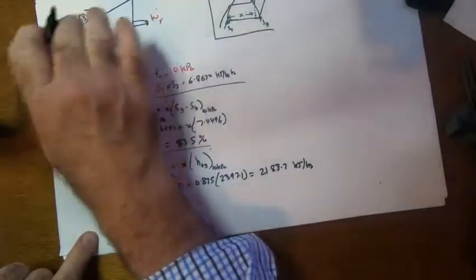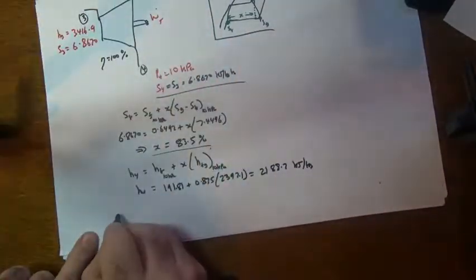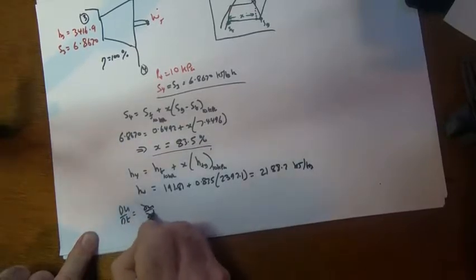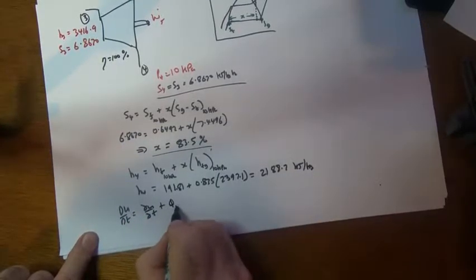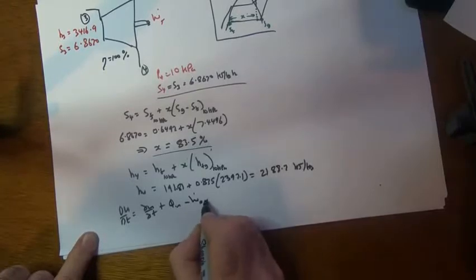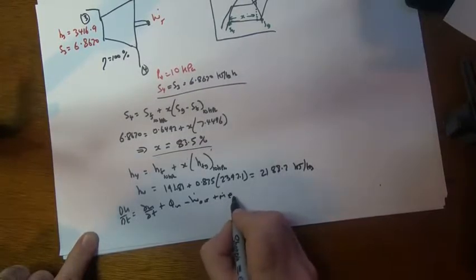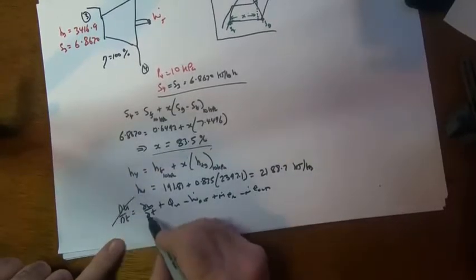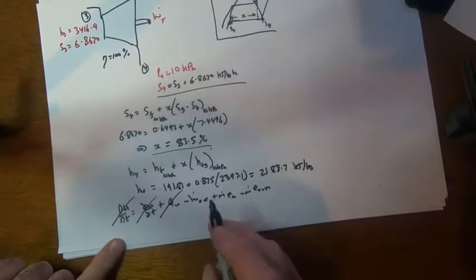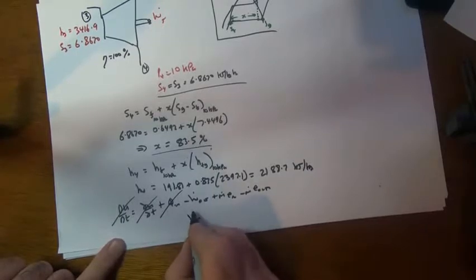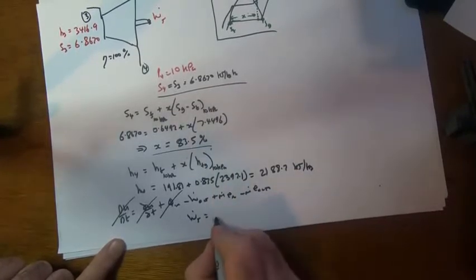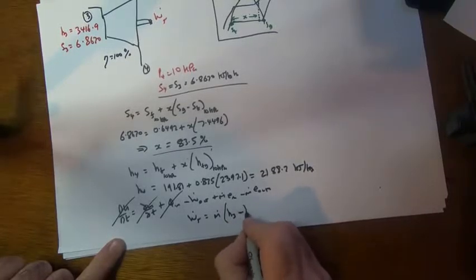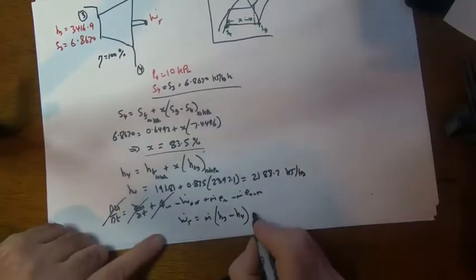Great. So I know the properties of in and out. Do my energy accounting equation. We're not storing energy, we're not creating it, there's no heat transfer. What we're left with is the work out of the turbine equals the mass flow times the enthalpy in, H3, minus the enthalpy out, H4. We know all of this.